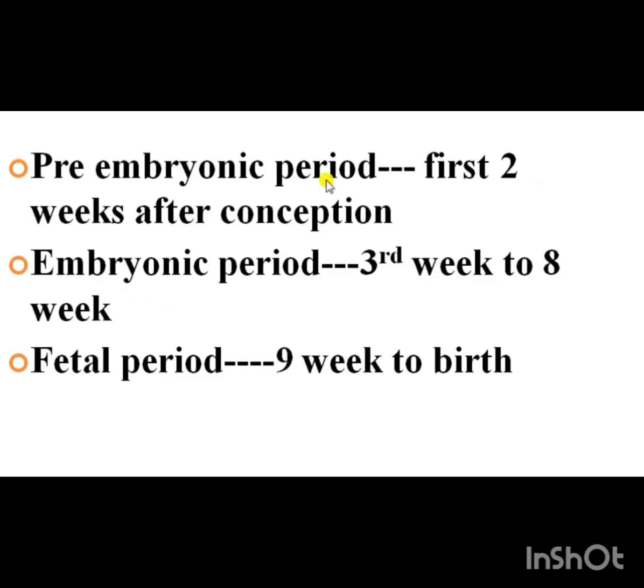So the pre-embryonic period is the first 2 weeks after conception. Embryonic period is from the 3rd week to 8th week. Fetal period is from the 9th week to birth. Once again, pre-embryonic period is the first 2 weeks after conception, embryonic period is the 3rd week to 8th week, and fetal period is from the 9th week to birth.